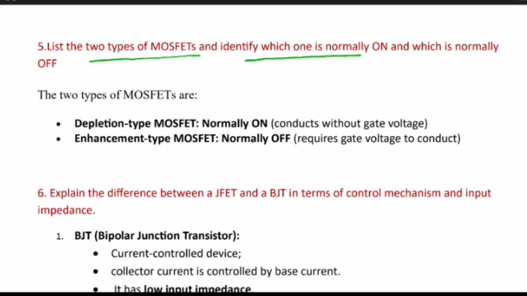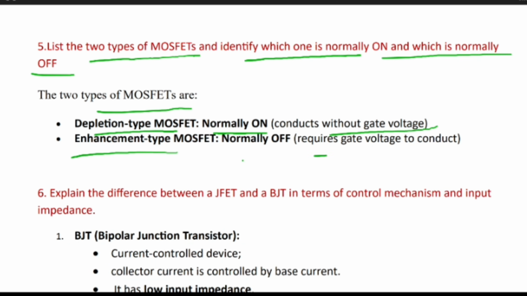And next question: list the two types of MOSFET. Identify which one is normally on and which is normally off. There are 2 types: one is the depletion type and the other is the enhancement type of MOSFET. If it is depletion type, it is normally on, which means it conducts without gate voltage. When it is normally off, it requires gate voltage to conduct.